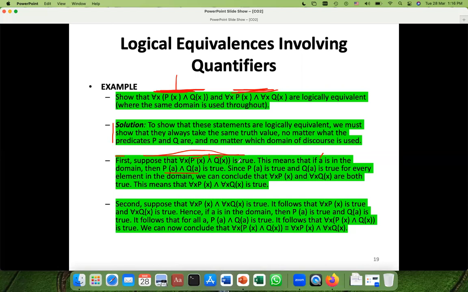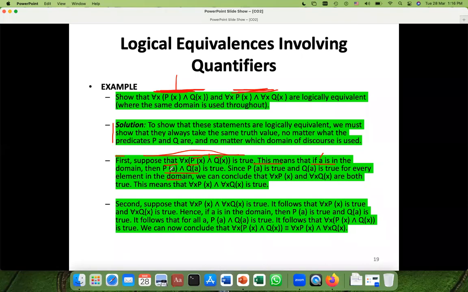Which also means that individually this P of A is true and individually this Q of A is true, and then conjunction is making the whole thing true. So P of A is true and Q of A is true for every element of the domain, whatever value you will take here for the x from the domain, because the domain is the same for these two statements. Then you will get P of A true, Q of A true for all elements of x.